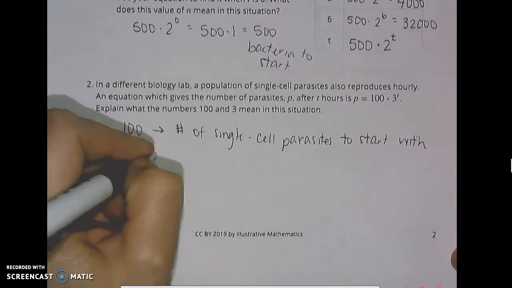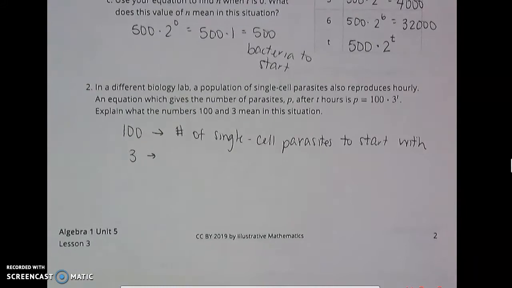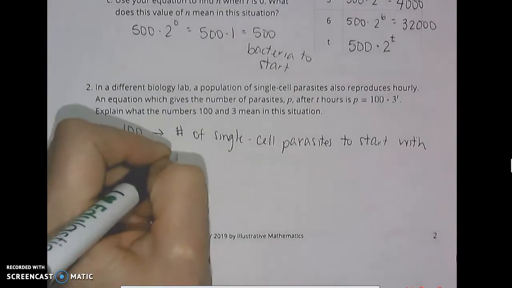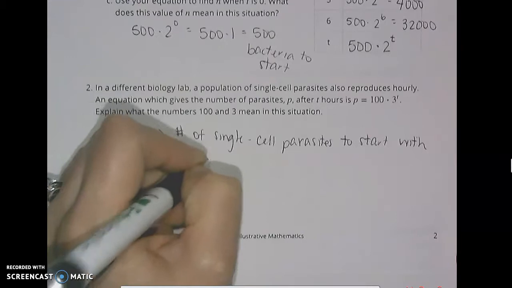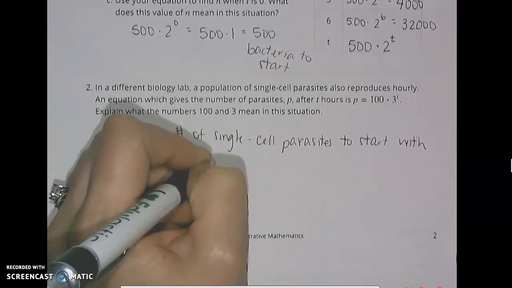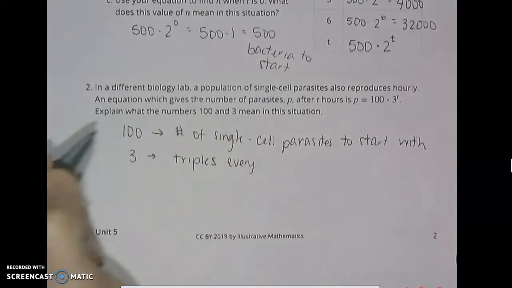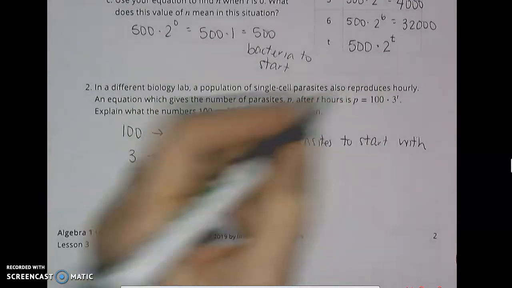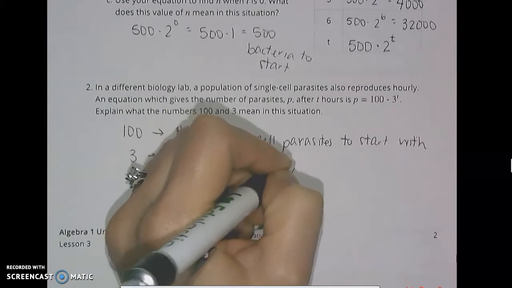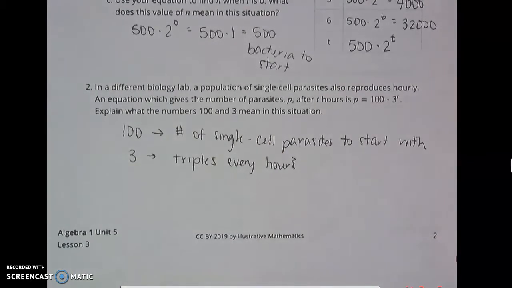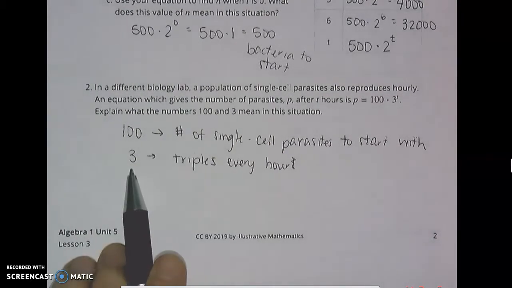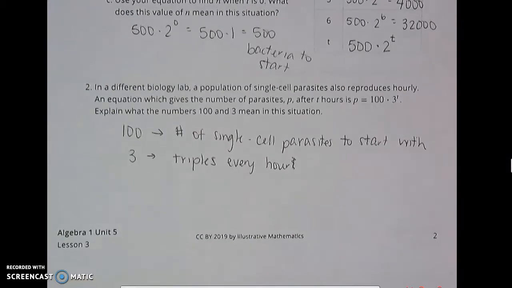The 3 then, what is that going to represent? So this means that the number of single cell parasites triples every hour because it says hourly. Okay, so that's our growth rate. This 3 is our growth rate because it triples every hour.